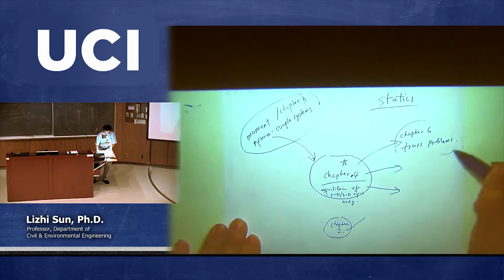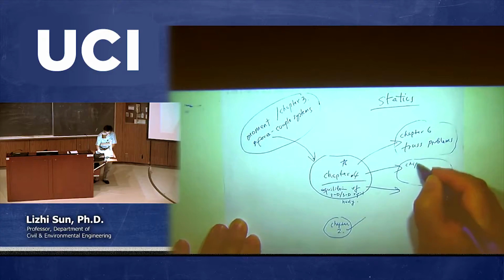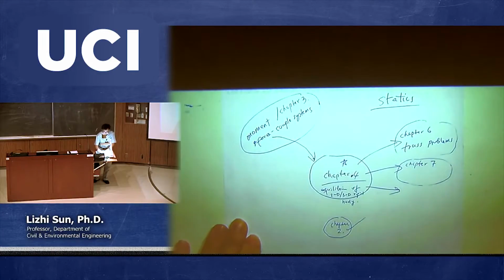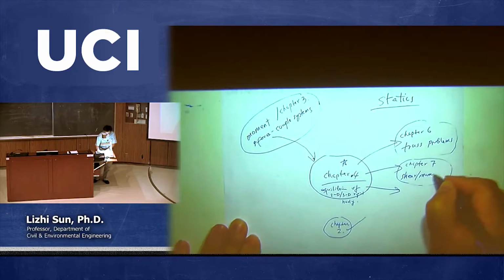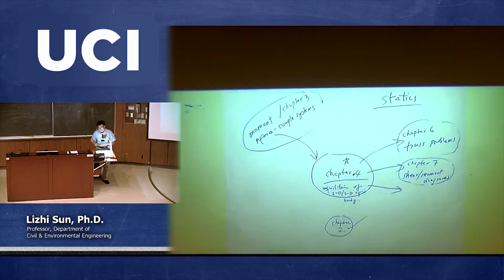So this is the one special case. And we do talk about another special case, which is called beam problems, which is chapter 7. We talk about shear and moment diagrams. Okay, and this is also very important. In chapter 6, when we talk about internal forces in trusses, those forces are constant. But of course, you do need to identify whether it is in tension or in compression. But in general, that's a constant.